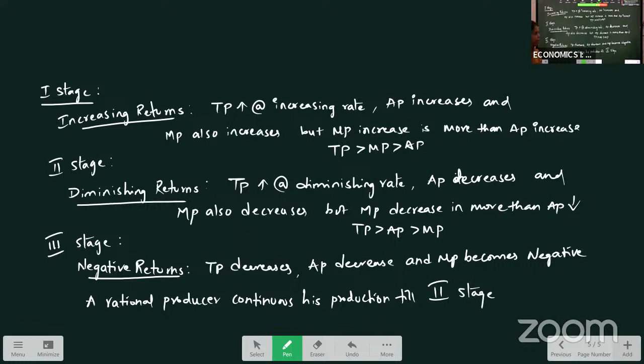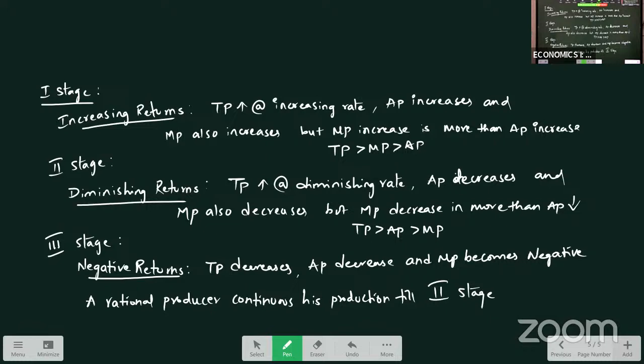What are these increasing returns? In these increasing returns, our TP is increasing at an increasing rate, MP is increasing, and AP is increasing. But MP increase is more than AP increase. Diminishing returns, second stage: TP increases at a diminishing rate, AP decreases, and MP also decreases, but MP decrease is more than AP decrease. Negative returns, here all will be decreasing. Our total output decreases, average product decreases, and marginal product becomes negative.